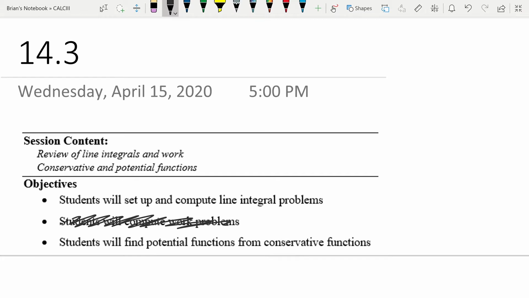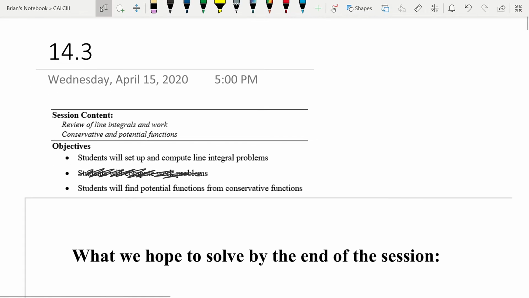So we've got computing some potential functions for some curve, basically how you can find them. There's a few different ways, and we'll set up and compute a lot of different line integrals. And we'll see how much material we've got to get through today. It probably won't be the full 50 minutes. We'll see how much time we need.